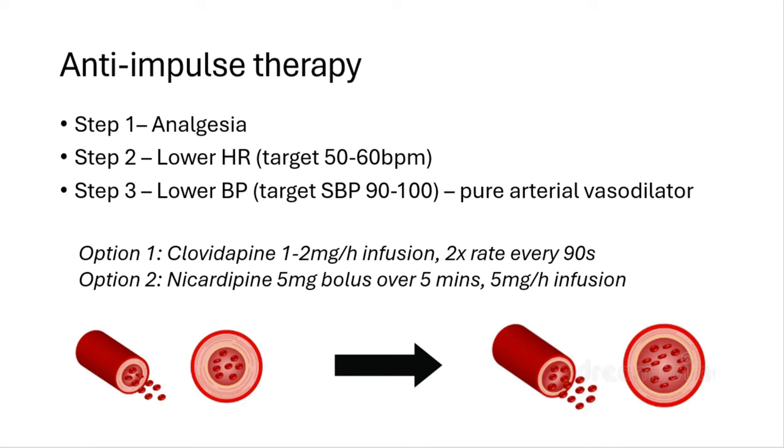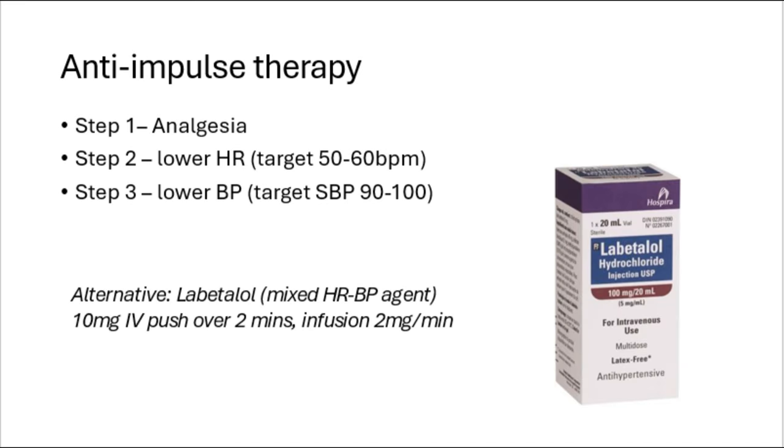Option one is to use labetalol. You can use the labetalol in tandem with esmolol, or you can use labetalol alone as that will have both heart rate and blood pressure effects. Labetalol dosing is typically 10 milligrams as an IV push over about 2 minutes, and then start your drip at 2 mg/min with reassessments every 5 minutes to make sure that you are reaching your goal. If you don't reach your goal, titrate up by somewhere between 0.5 and 1 milligram.